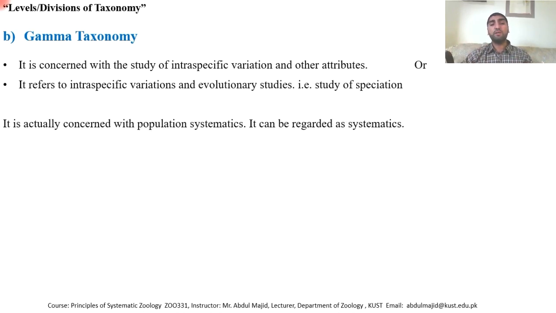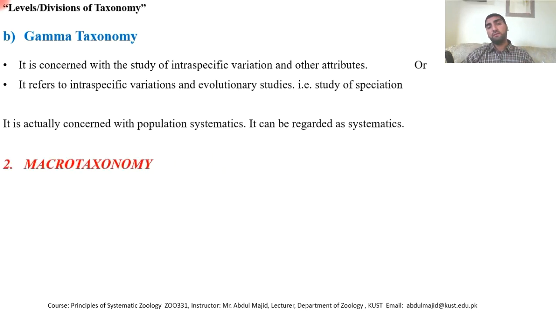Now it is concerned with population systematics. It can be regarded as systematics. Why do we regard it as systematics? Because in systematics we discriminate things. We study the different characteristics, why certain characteristics are different and the reasons behind these differences, and why characteristics are similar and the reasons behind these similarities. So this is systematics.